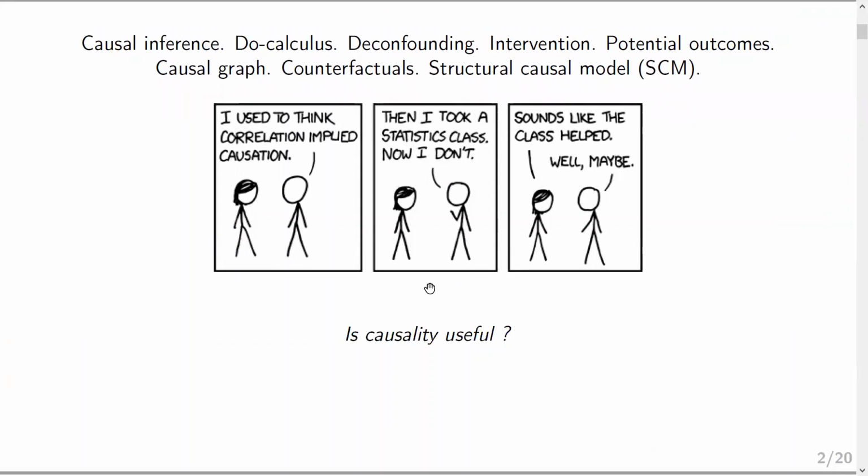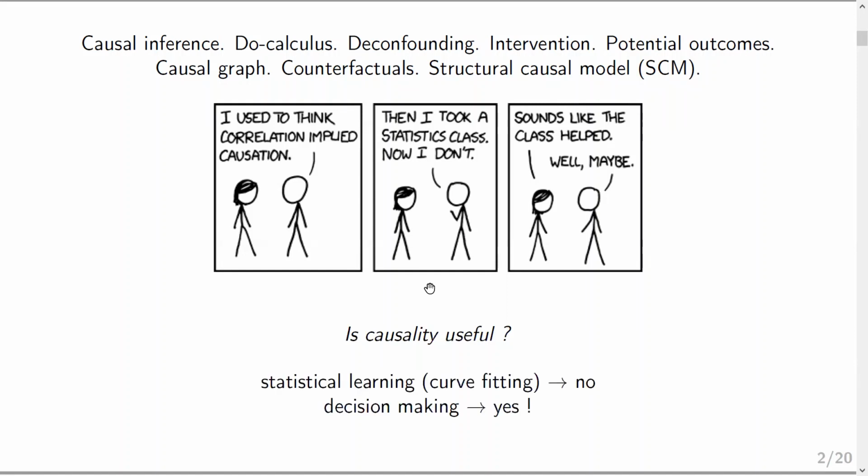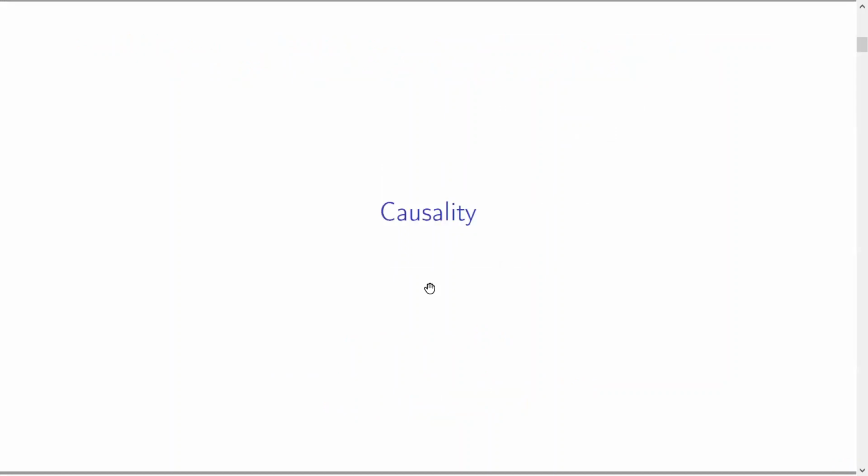Okay, it's working. So the question I try to answer is: is causality useful, in particular for decision making? I argue that there are many approaches that try to use causality for statistical learning, so it's basically just for curve fitting. I argue that it's pointless, that it makes no sense. But it makes a lot of sense for decision making. So first, I'll review a bit what causality is, and in particular, do calculus, the framework of Pearl.